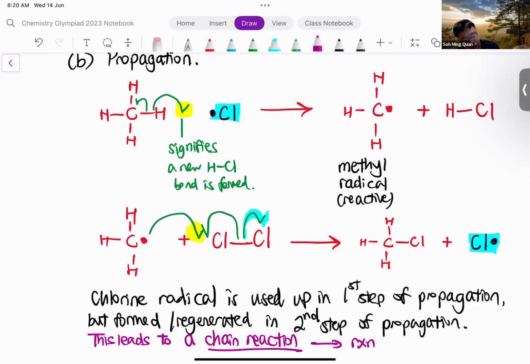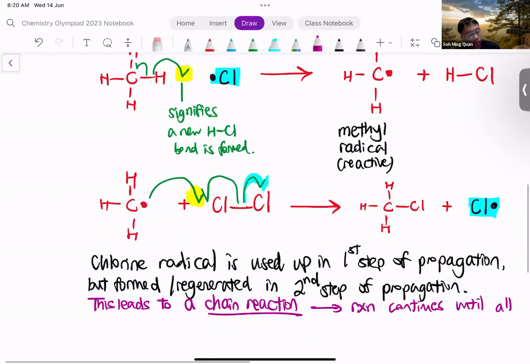That means the reaction continues until all the Cl2 or methane, the alkane, is used up.